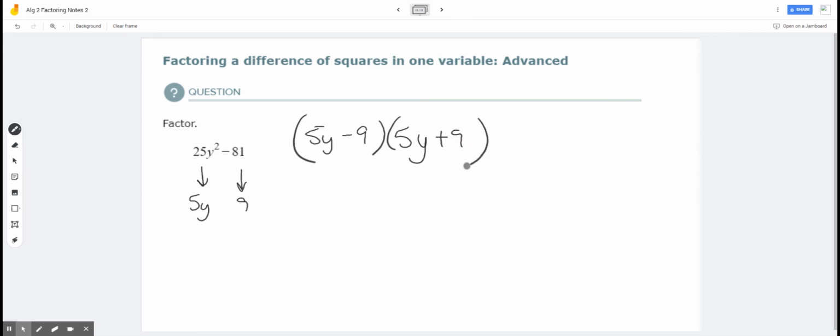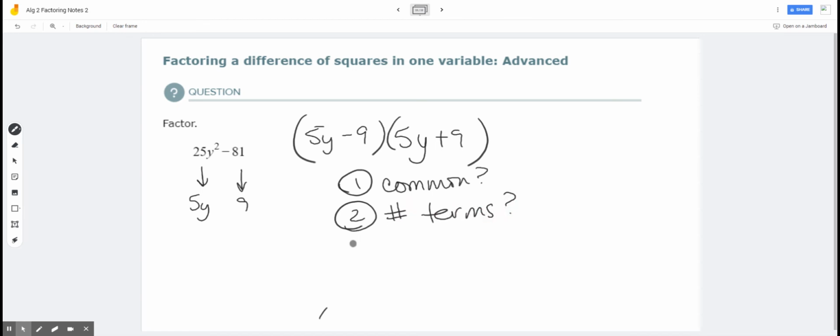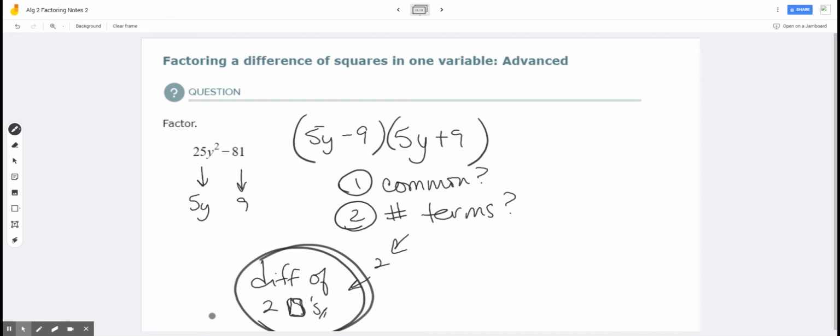I'm kind of ignoring the fact that you go, wait a minute, anything in common? No. Okay, how many terms? 2. Is it the difference of 2 squares? Yes. Okay, that's really the question. Anything in common? Number of terms? If the answer is 2, is it the difference of 2 squares? Okay, that's when you can factor it. Later we'll learn the difference of 2 cubes, but those are the only 2.